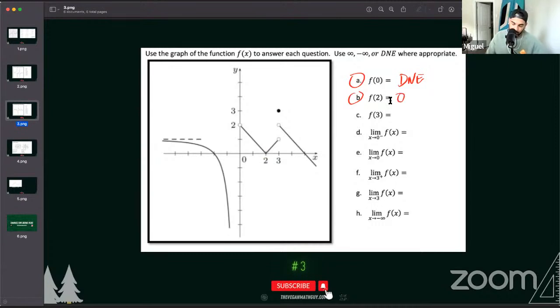And now we go to f of 3. F of 3 is going to be interesting. So you have 3 choices: you have 1, you have 2, or you have 3. Well, remember, the first 2 are just holes. So they're not defined, they're holes. So the only value where it is defined is that closed circle. So our answer for C, f of 3 is going to be 3.